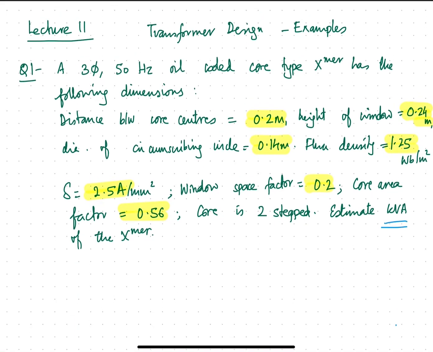This is lecture number 11 in this course on electric machine design. In this lecture, we are going to solve some problems related to transformer design, and we are going to use the equations and expressions that we have been using in the past few lectures.